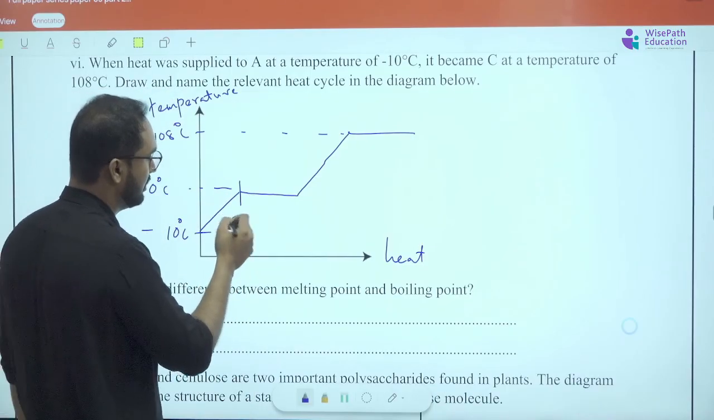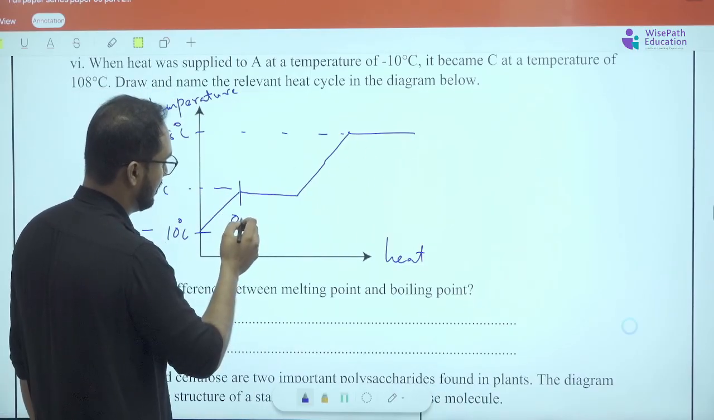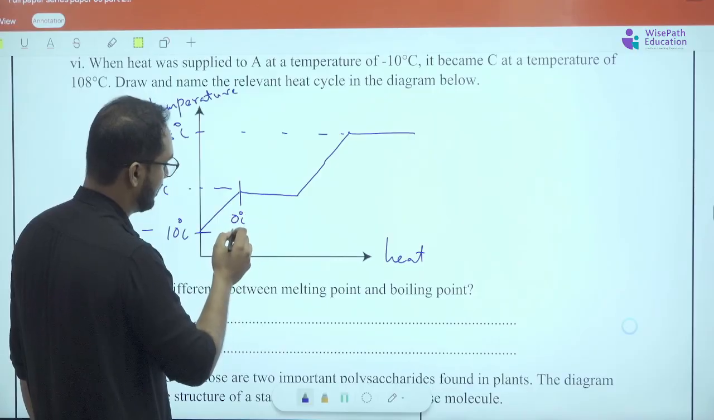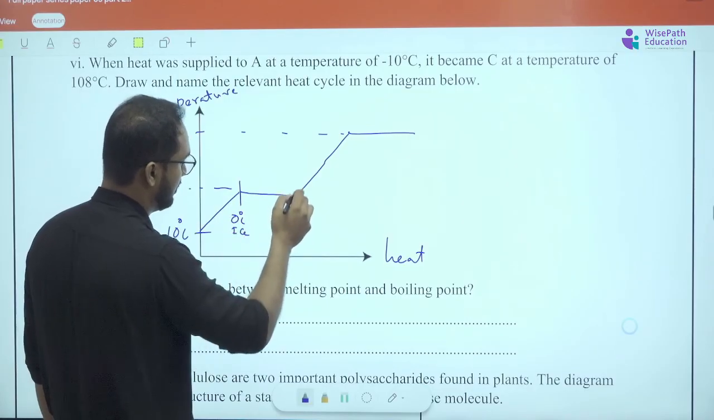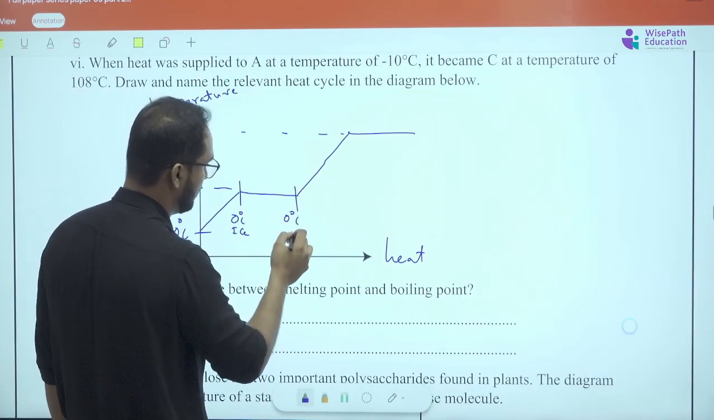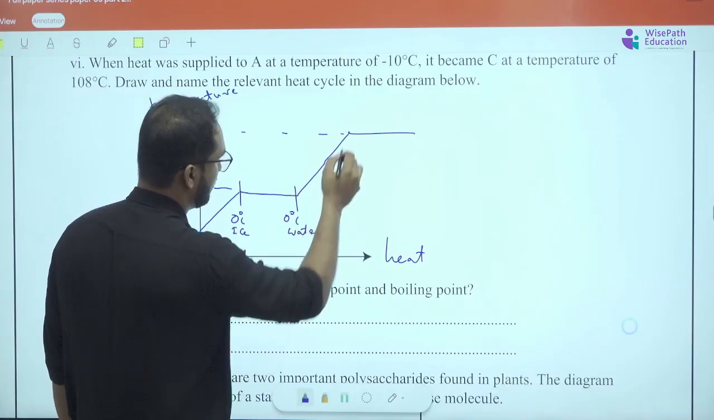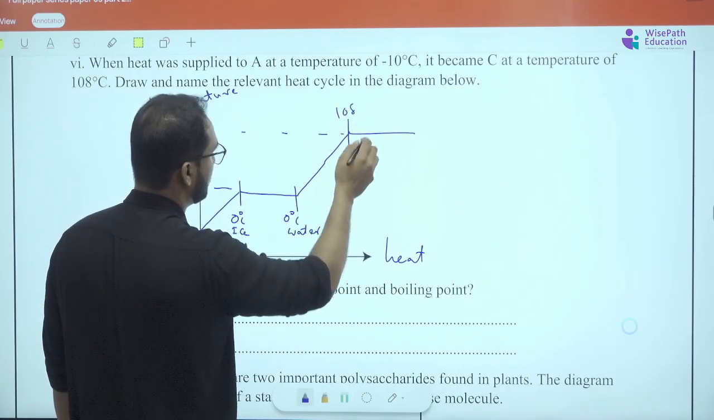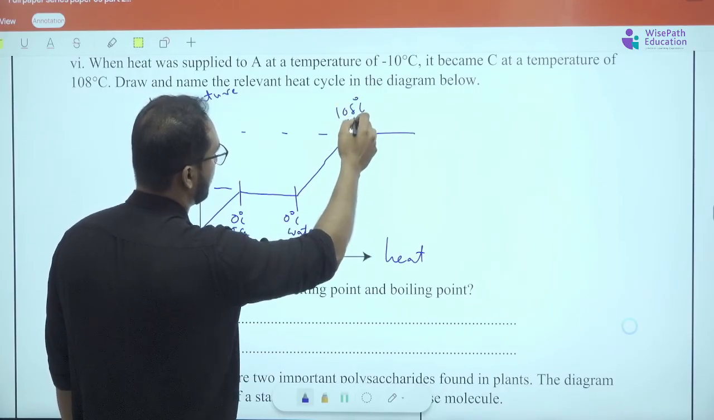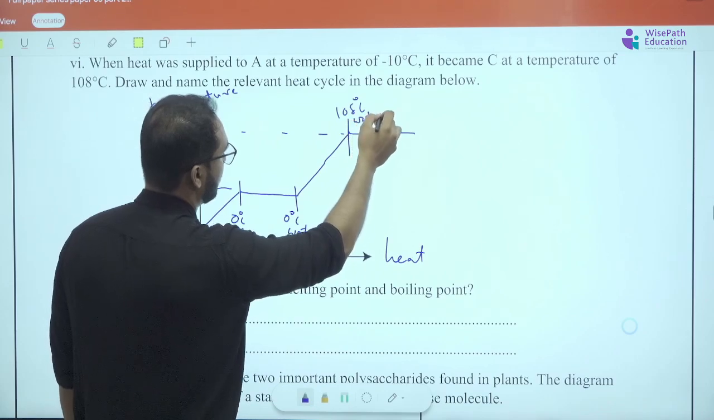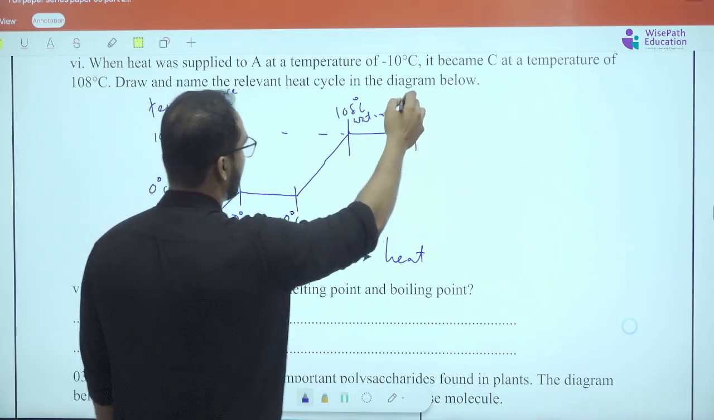This is 0 degrees Celsius ice, and this is 0 degrees Celsius water. This is 108 degrees water, and this is 108 degrees vapor.